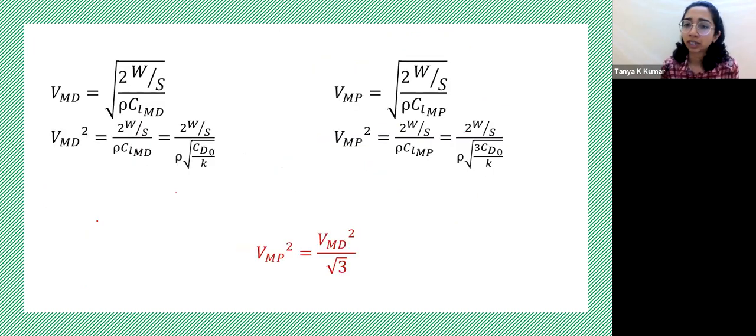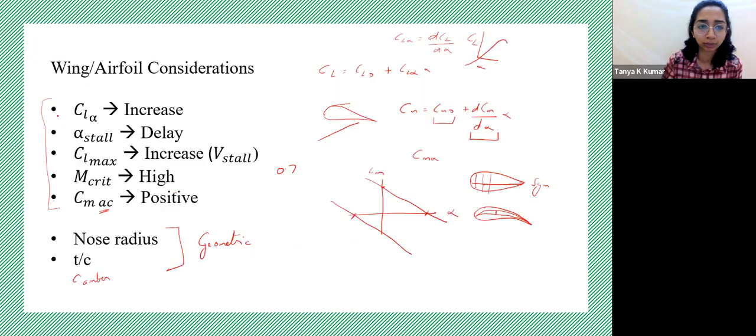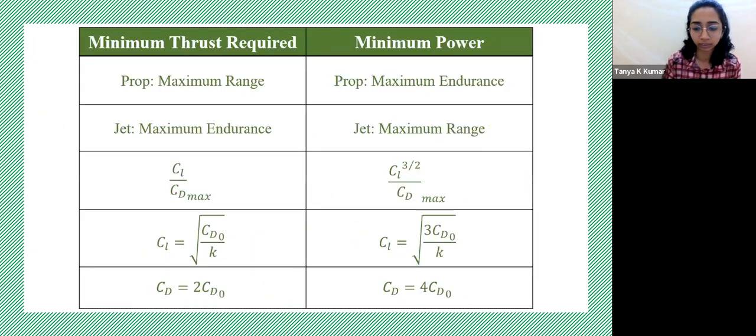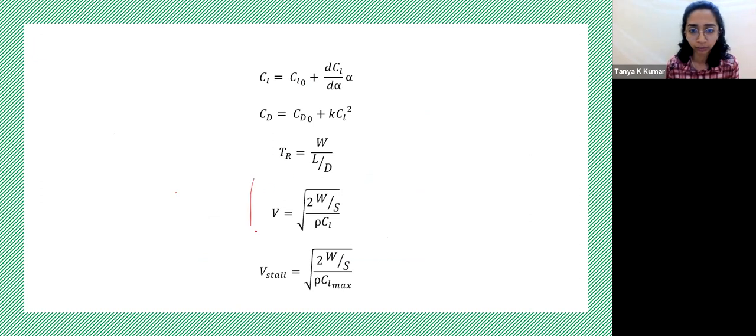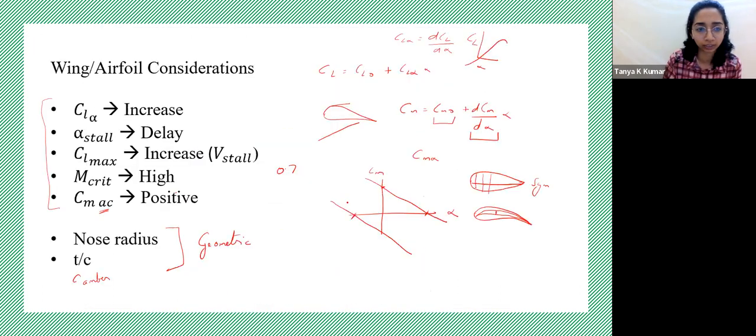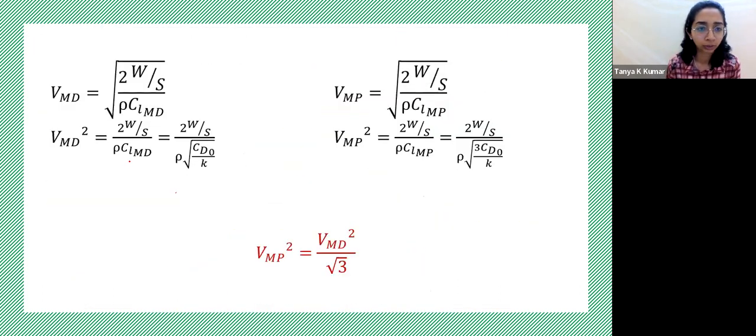So another question that was asked in the forum was, how is the velocity of the minimum pressure condition less than the velocity of the minimum drag condition? Okay, so this is the equation for velocity we had seen from the table here, right? From the set of equations. So this is the equation for velocity. Now I substituted the CL for minimum pressure and minimum drag conditions. So I substituted those CL values.